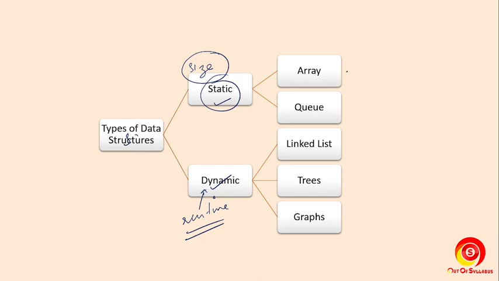Further classifications of static data structures are arrays and queues. A linked list comes under dynamic. Arrays and queues can be classified as static data structures. Dynamic data structures will have linked lists, trees, and graphs. We'll look at each one of these in detail in our upcoming videos.